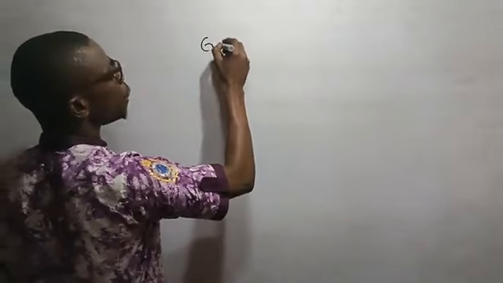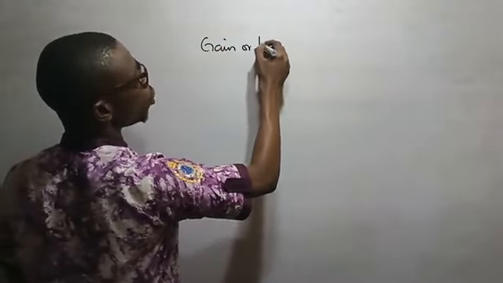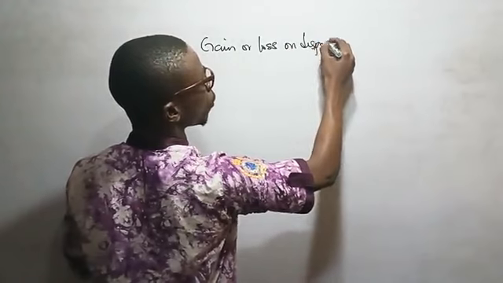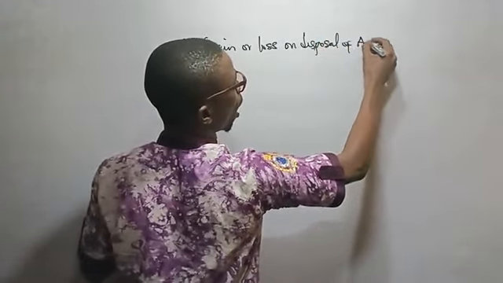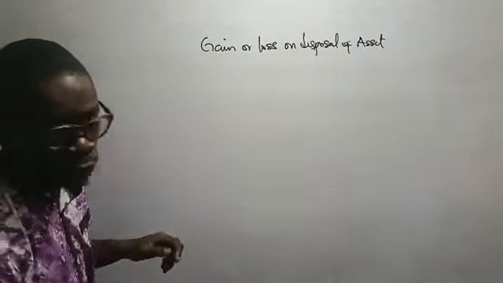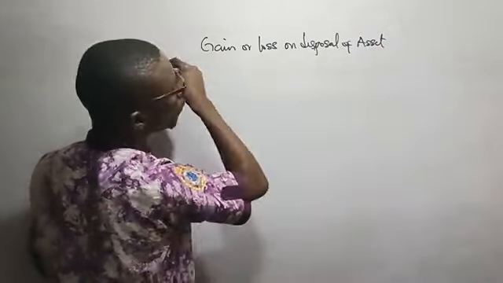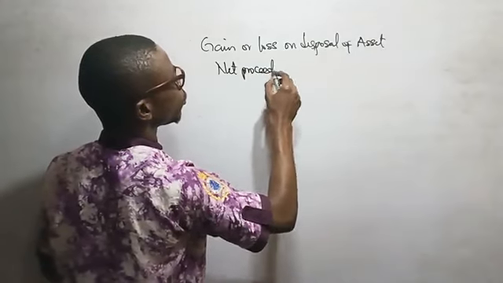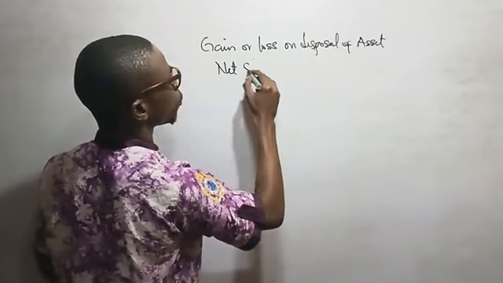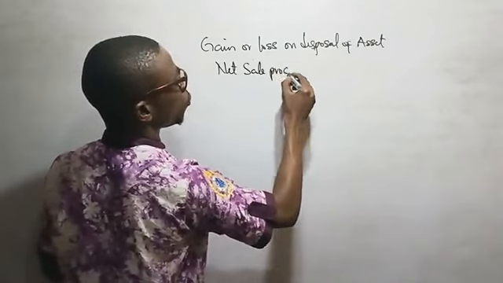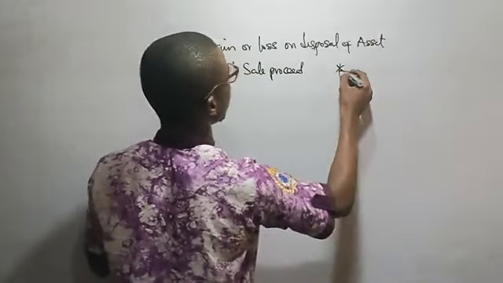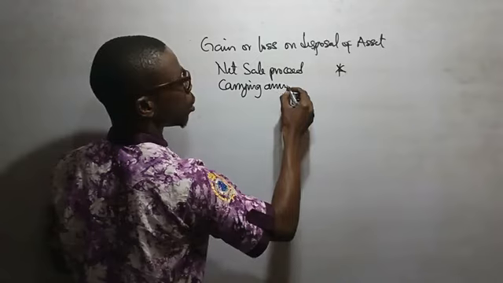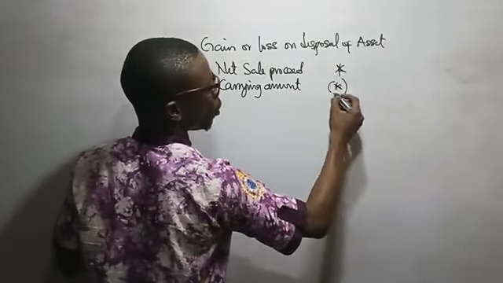So this is the format now for you to calculate gain or loss on disposal of assets. It is net sales proceed minus carrying amount of that asset.